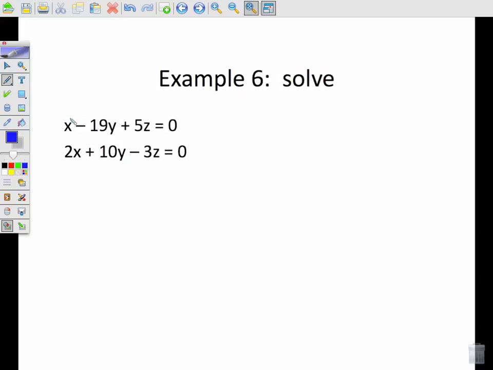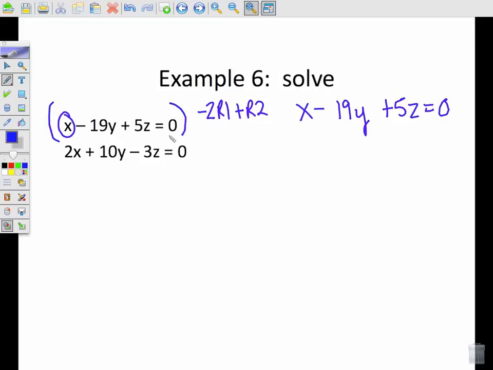All right, our last example. We're going to go ahead and use this one then. So row 1, you go negative 2 row 1 and add it to row 2. So your row 1 stays the same. And row 2, when I multiply this by a negative 2 and add it, I get 0. I get 48y. And I get minus 13z equals 0.